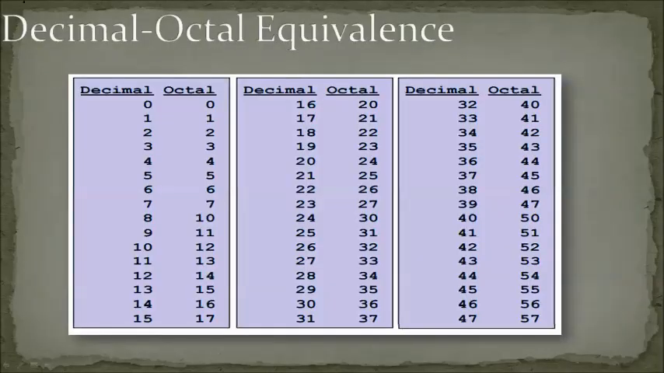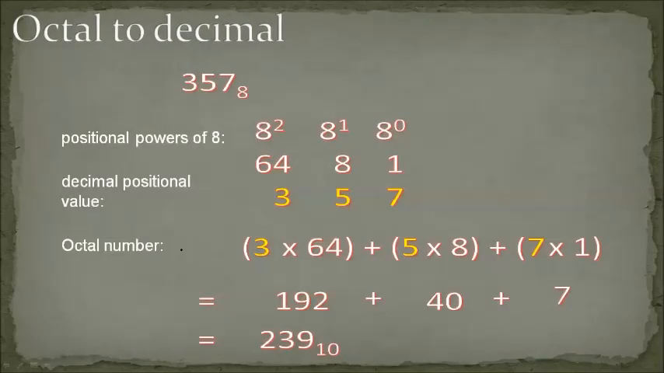Now see the decimal to octal equivalence. 0 to 0. See here, till 7 there is no change between decimal and octal. When it goes beyond that, at 8, the value changes. So you should remember all those things. Just have a look at it. Then we'll see the conversion of octal to decimal.